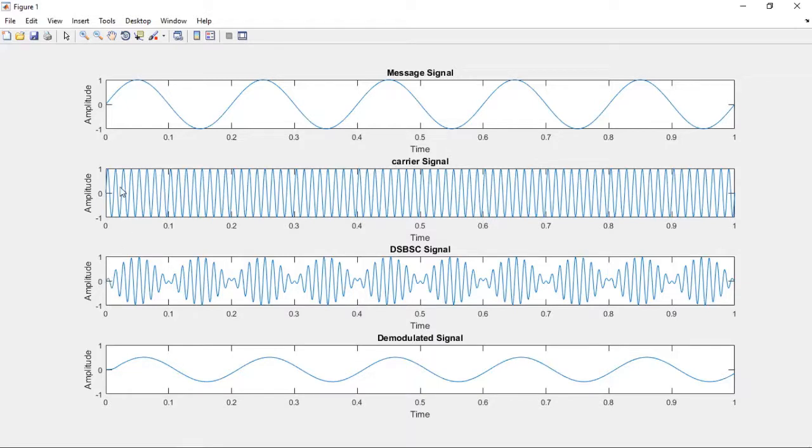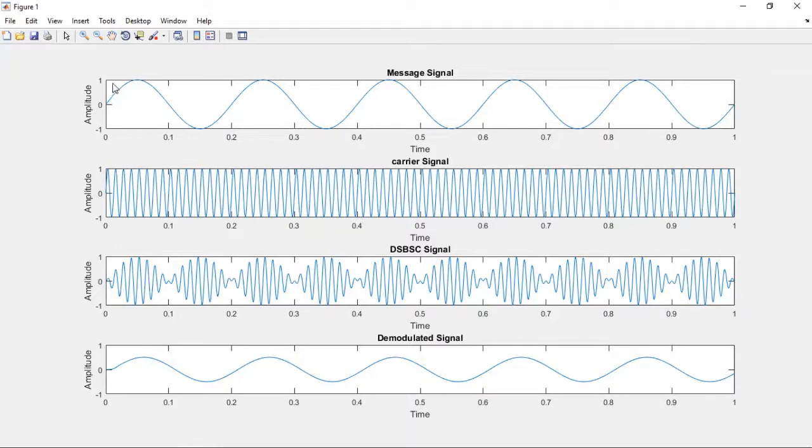So when you are multiplying message with the carrier, your amplitude increases. It is just like amplitude modulation, but when you observe the zero crossings of the message signal, there is a phase reversal. A 180 degrees phase shift is there. This is also a zero crossing. This is a zero crossing. Here, instead of following the waveform, there is a 180 degrees phase shift. Similarly, at this zero crossing also, there is a 180 degrees phase shift.